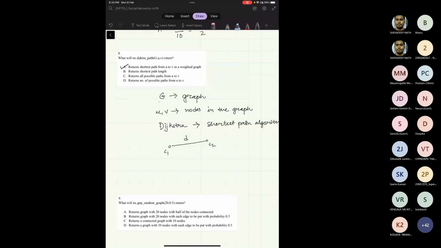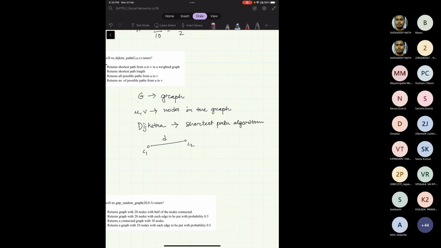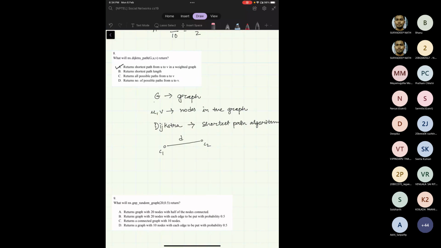So, what will nx.dijkstra_path(G, u, v) return? G is any given graph, and u and v are the nodes in the graph. Dijkstra is named after the computer scientist Dijkstra who gave the shortest path algorithm between two nodes. He gave this algorithm to find the shortest distance between, let's say, two cities, from city C1 to city C2. By a weighted graph, I mean the distance between two adjacent cities: if C1 and C2 are adjacent cities, the distance between them is the weight D. In such a graph, this dijkstra_path function returns the shortest path from u to v.